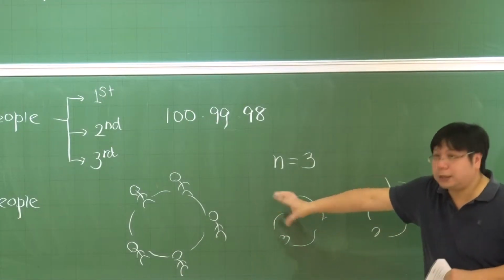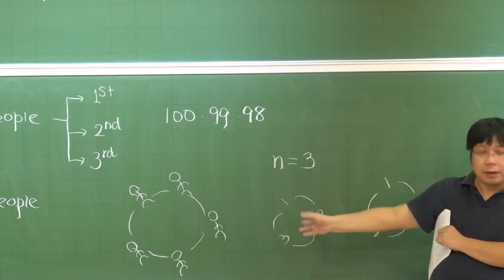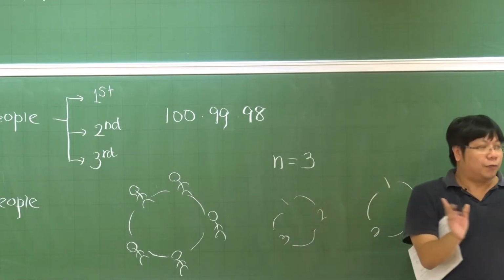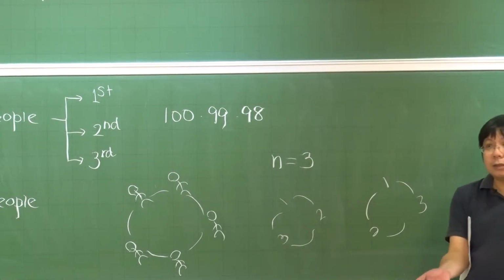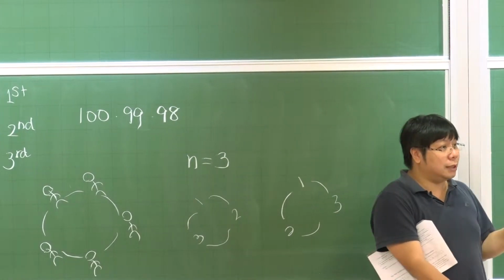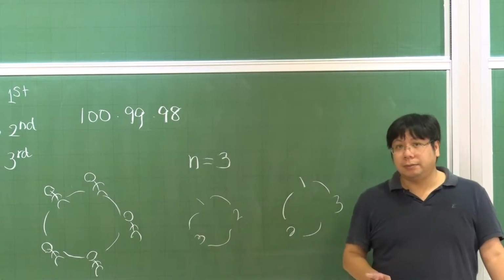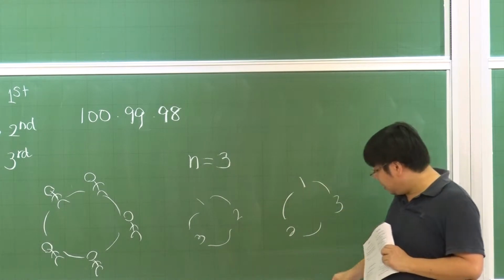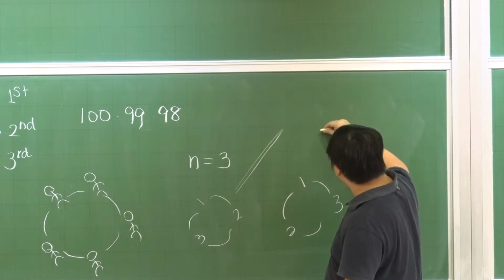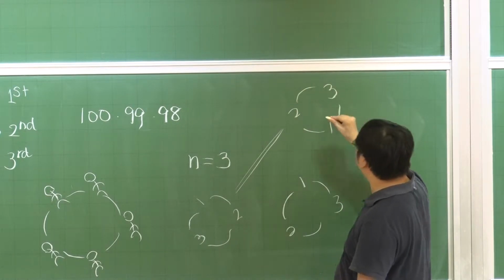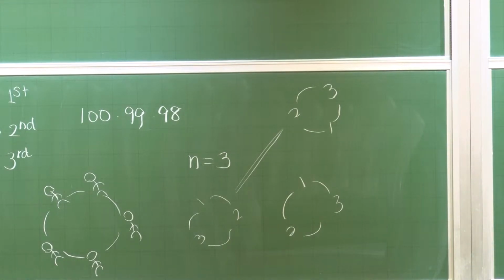Even if you rotate it a little bit, we still consider it the same way. If you rotate it by 90 degrees or whatever, for 1, the left-hand side is still 2 and the right-hand side is 3. For 2, the left-hand side is 3 and the right-hand side is 1, and for 3, the left-hand side is 1 and the right-hand side is 2. Is that okay? For every person, the left-right relationship doesn't change, so we consider them the same arrangement. So this one is considered the same as having a 1 here, a 2 here, and a 3 here. So these two are the same. Is that okay? Good.